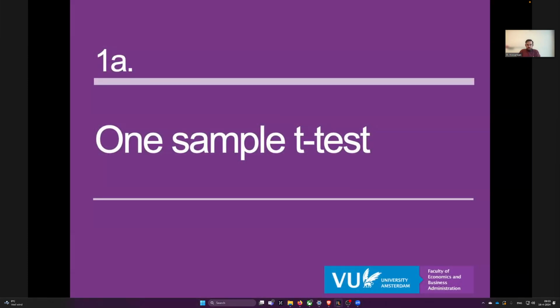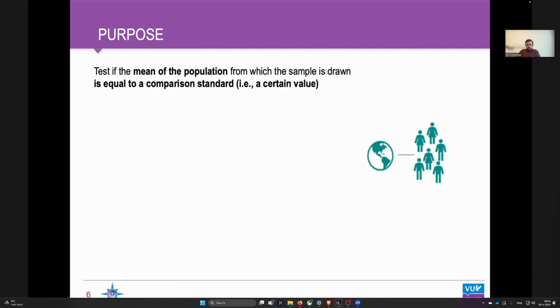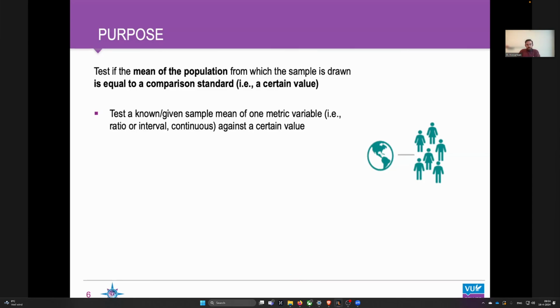Let's start with the one sample t-test. In the one sample t-test, the purpose is to test the mean of the population, again, from which the sample is drawn. You want to understand if, from what you see in the sample, the population mean is equal to a comparison standard, so it's a certain value. This value has a theoretical basis, or, as I said, it comes from practice. For the purposes of the course, this is something given to you somewhere in the text if there is a question related to a one sample t-test.